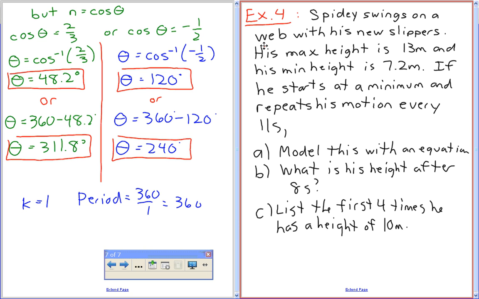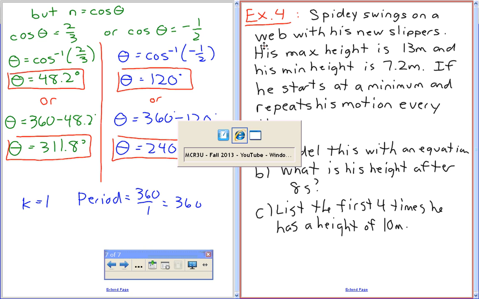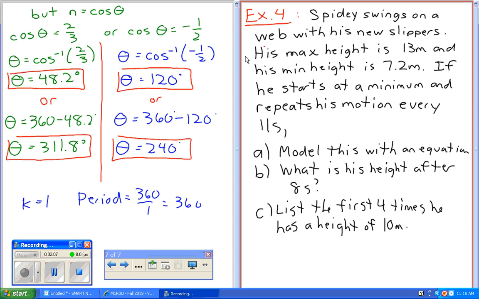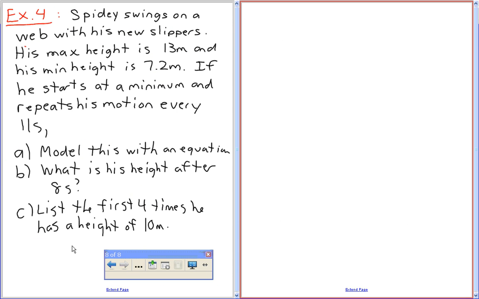I'm going to pause that so the internet doesn't see you guys writing. What is the difference between this question? Because yours will probably be worded like this tomorrow. Okay, it won't involve new slippers, it probably won't involve Spider-Man, okay?